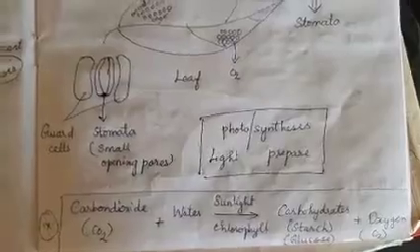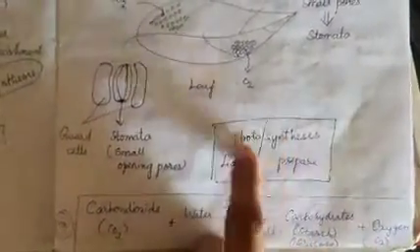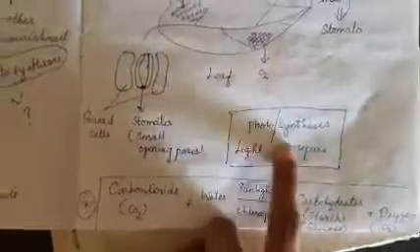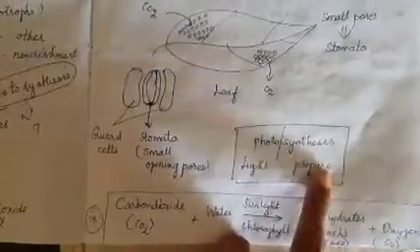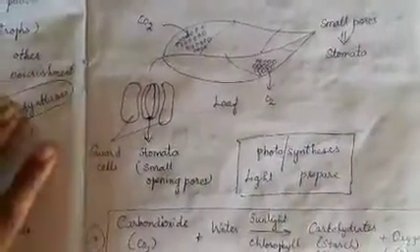So yes, are you clear with the photosynthesis process, my dear children? Photosynthesis means: photo means light, synthesis means preparation, light preparation. With the light, food is prepared, and that is why you got the name photosynthesis.